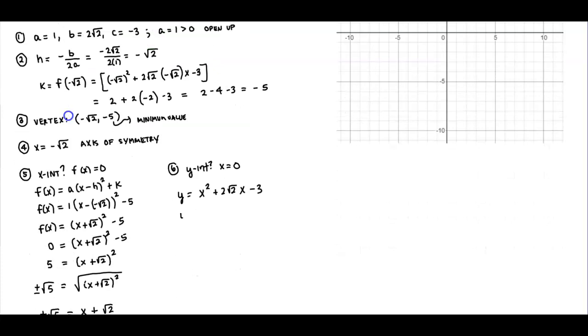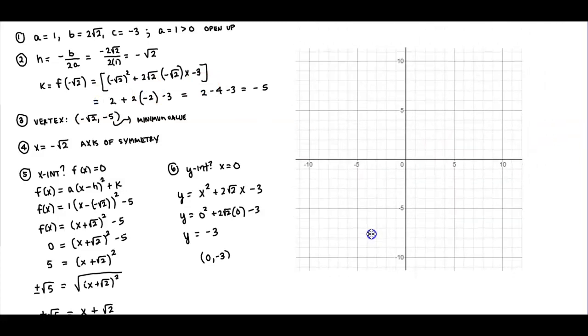So let's plug in 0. So we have 0 squared plus 2 times the square root of 2 times 0 minus 3. So we get y, which is equal to negative 3. So therefore we have 0, negative 3 as our y-intercept. So now we can go ahead and graph this.